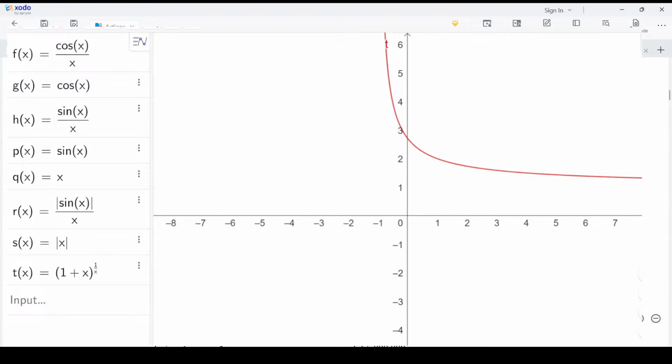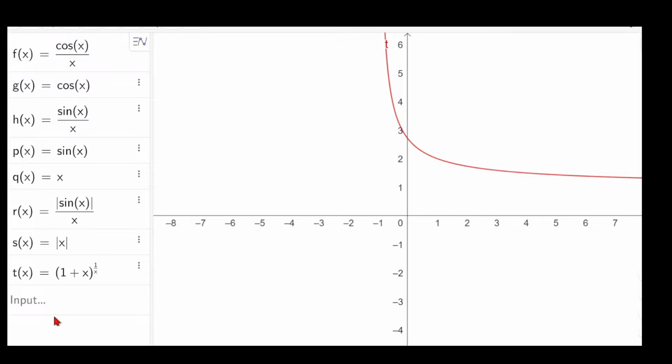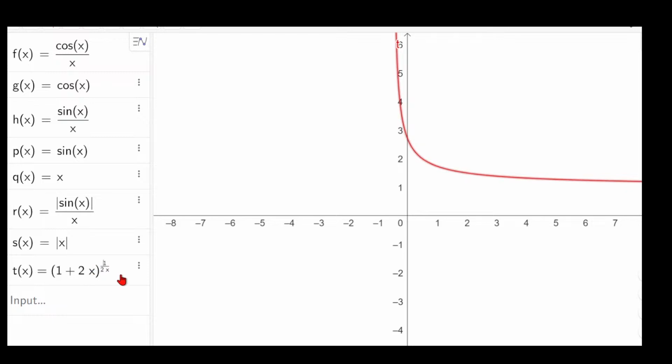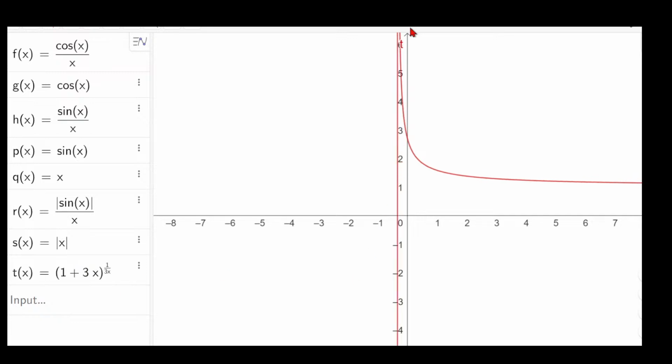1 plus 2x whole power 1 by 2. You would have seen these functions. Now I'll do one thing: 1 plus 2x whole power 1 by 2x. What will happen? It is still the same value. When this changes, it is still the same value. Now if I make it 3 and 3, both threes, it will still be the same. At x tends to 0, it's still the same value.